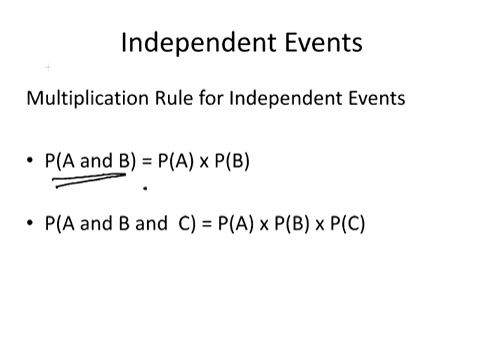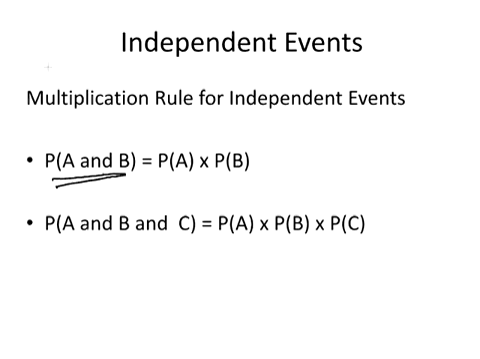If we have more than two events, for example A, B and C, the probability of A and B and C is simply the probability of A times the probability of B times the probability of C. And it works like that for a larger number of events. Just multiply the component events by each other.